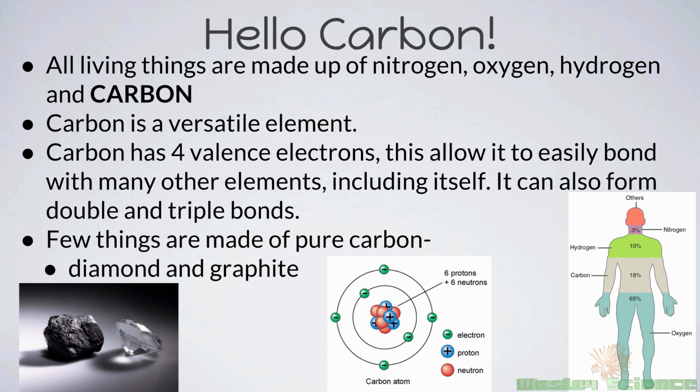Carbon is one of the main ingredients of all living things. The other things include nitrogen, oxygen, and hydrogen. So all living things are made up of carbon, oxygen, hydrogen, and nitrogen. If we look at this diagram in the bottom right, we can see that 18% of us is made up of carbon. Most of us is oxygen.